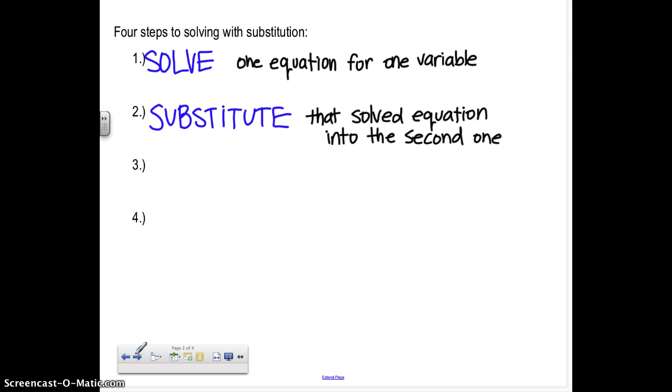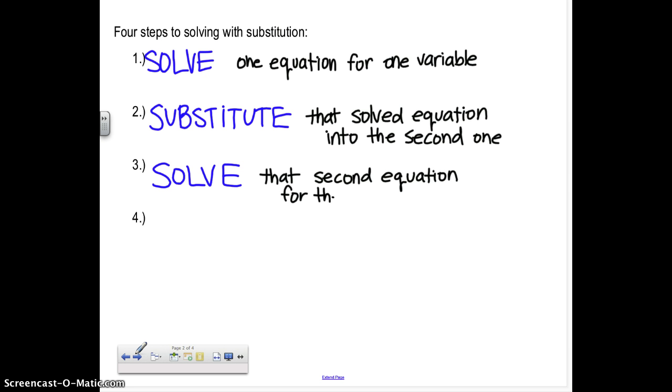Then, that second equation should only have one variable now. You should have totally wiped out one of the variables with your substitution. So now you're going to solve again. You're going to solve that second equation, equation B, if you will, for the remaining variable. If you did it right, the one variable should be gone, and you can solve for the one that's left.